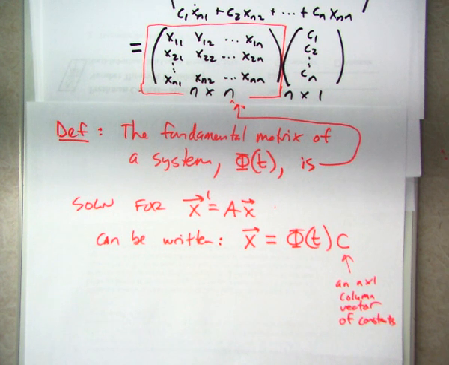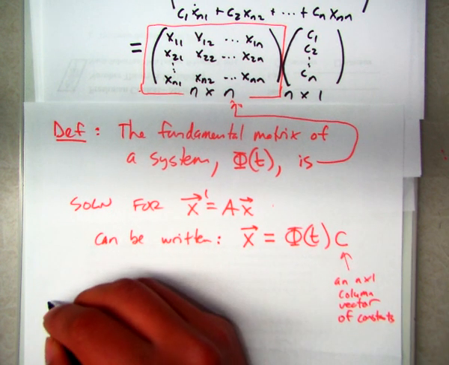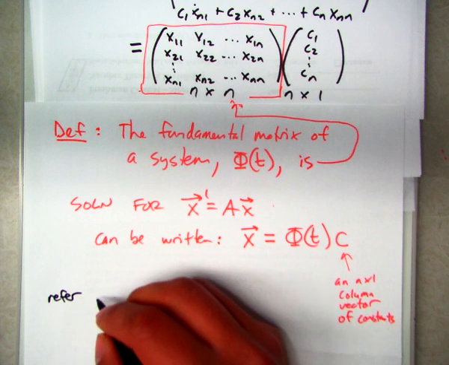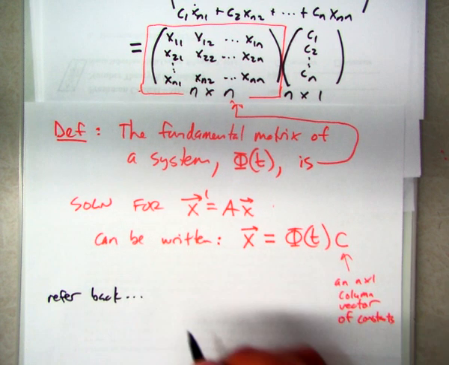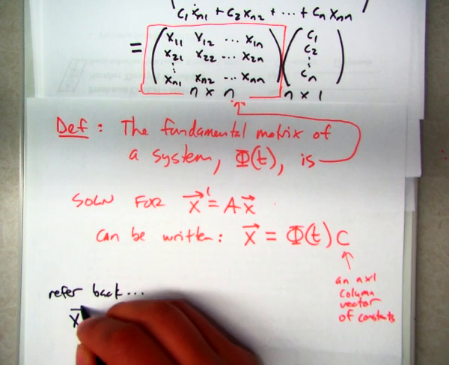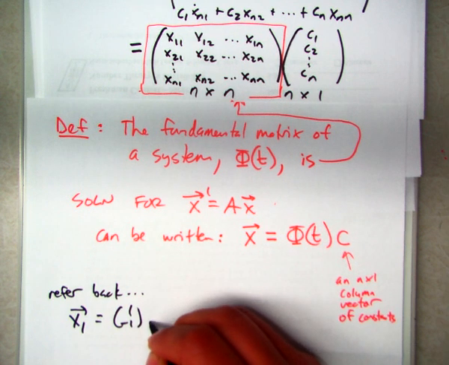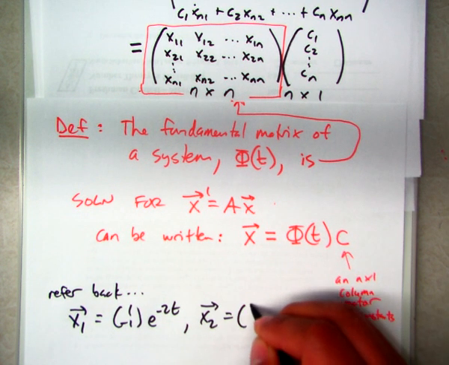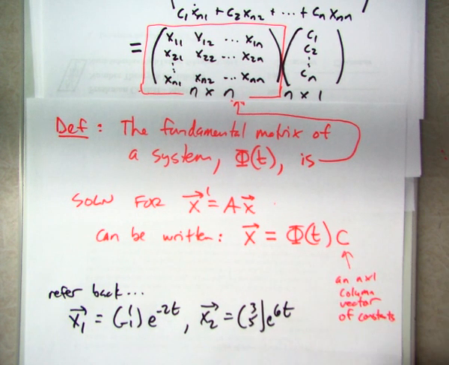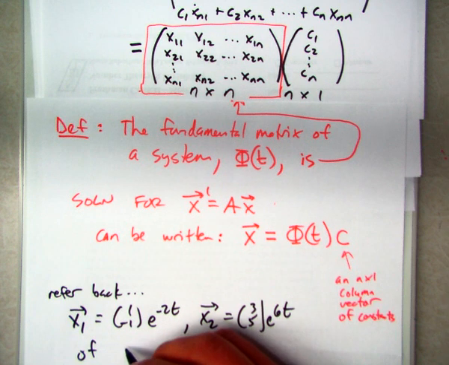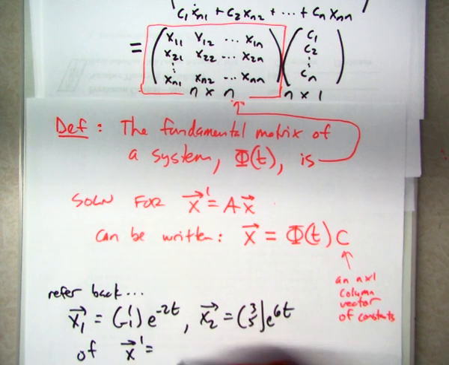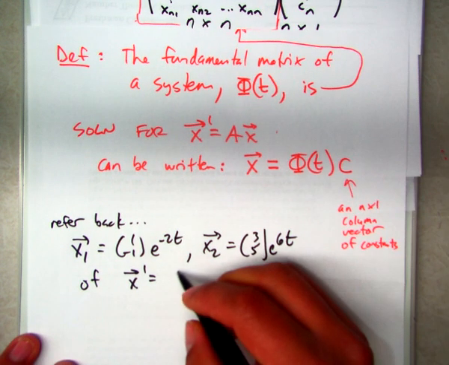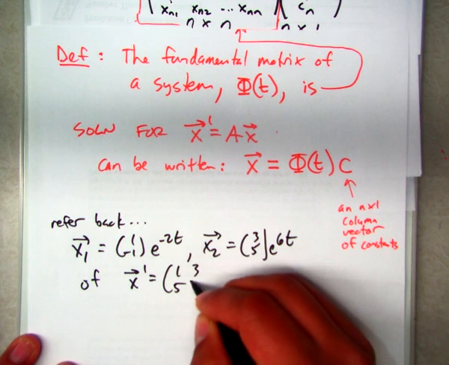So back, again, I keep referring to the same example. Refer back to the only example we've talked about, where we had x1 equals 1, negative 1, e to the minus 2t. x2 was 3, 5, e to the 6t. These were a fundamental set, linearly independent solutions of x prime equal to 1, 3, 5, 3 x.